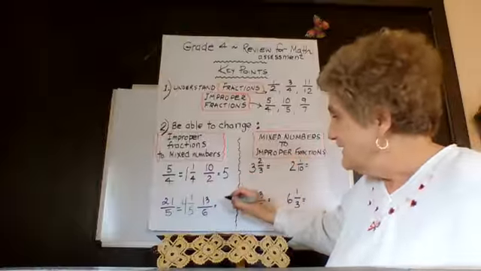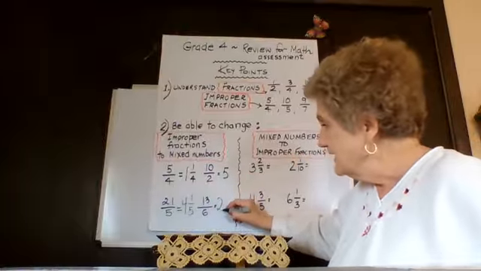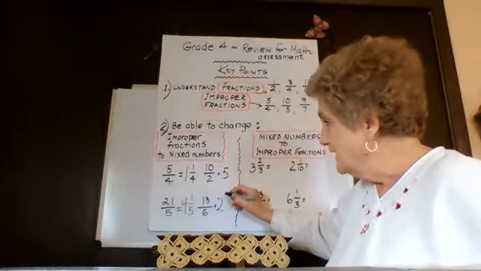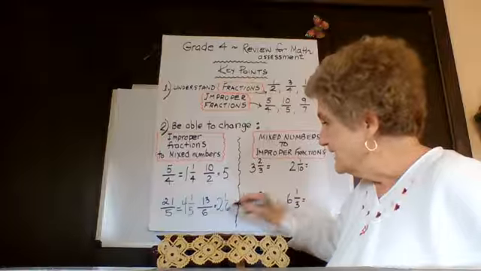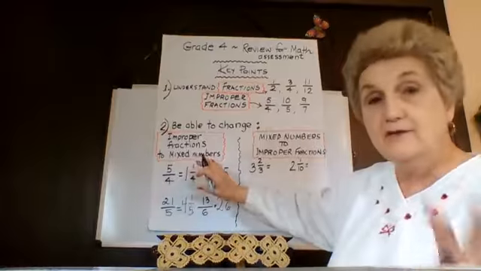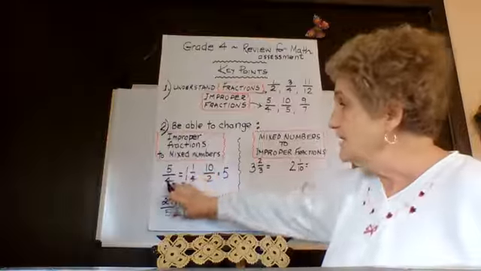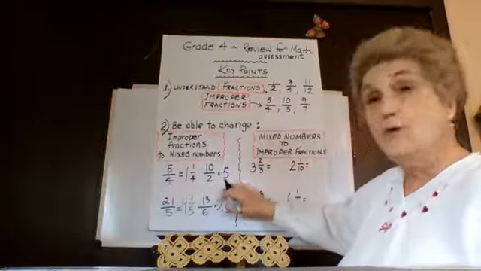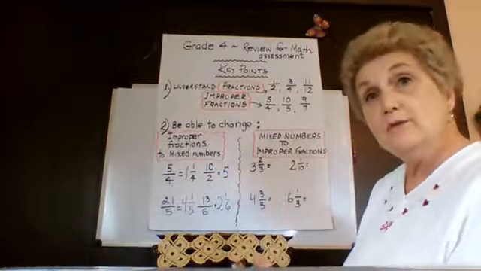6 goes into 13 2 times, right? With 1 left over again. 2 and 1/6 is your answer. So it's important in your test coming up to know how to change improper fractions to mixed or whole numbers. Now we have to know how to do the reverse.